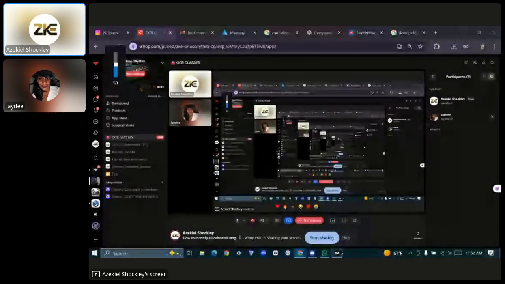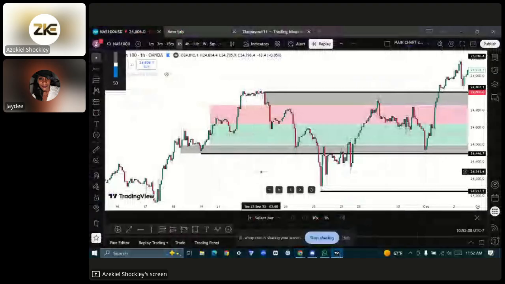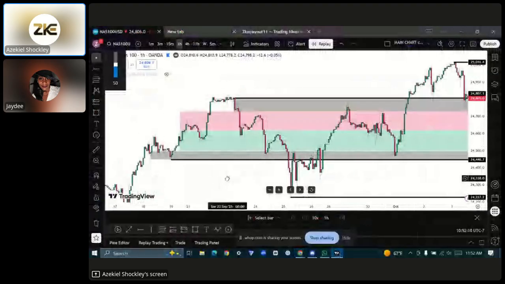All right. So how do I identify a horizontal range? All right. So how to identify a range?